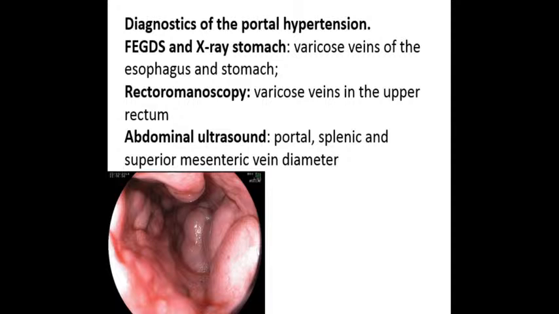Diagnostics of portal hypertension. If we do endoscopy and X-ray examination of the esophagus and stomach, we can determine varicose veins in these organs. We can do rectoromanoscopy, and also we can see varicose veins in the upper rectum, and abdominal ultrasound, and we can determine the portal vein, splenic and superior mesenteric vein.